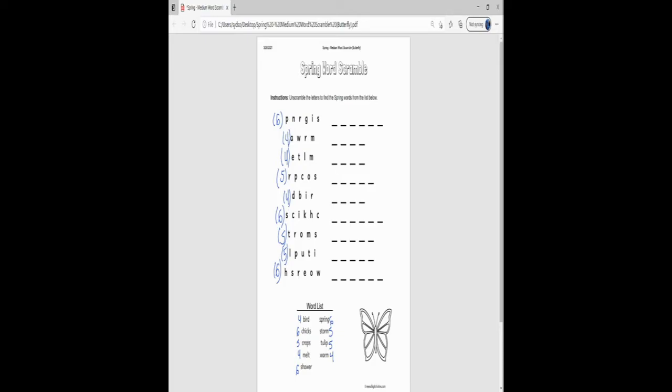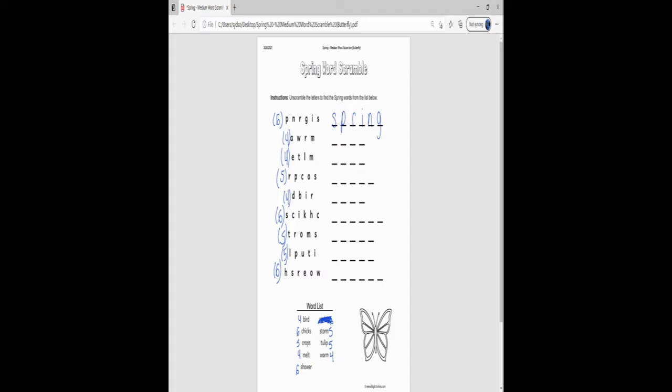So S, P, R, I, N, G. I think you guys were right. The first word is spring. Awesome job. Now we get to cross off spring in our word list. Let's move on to the second one.